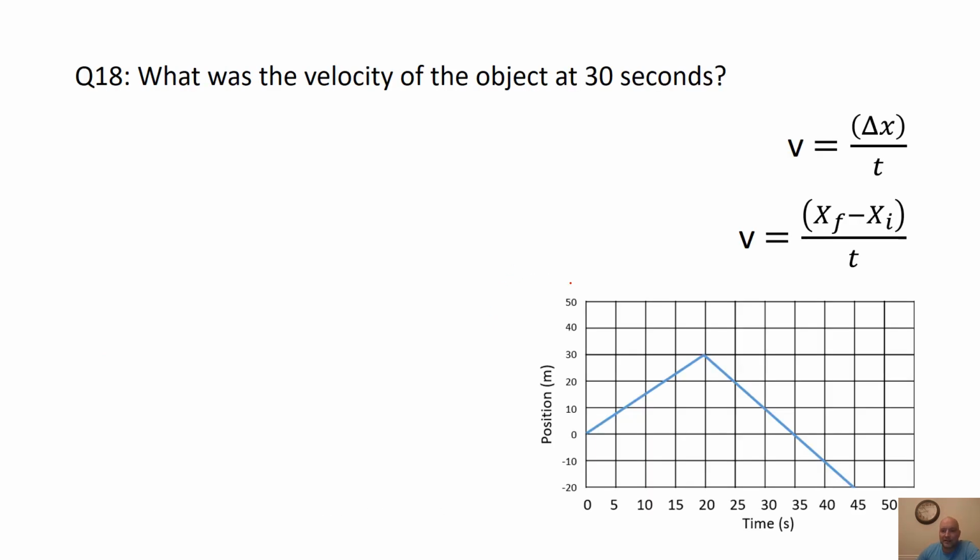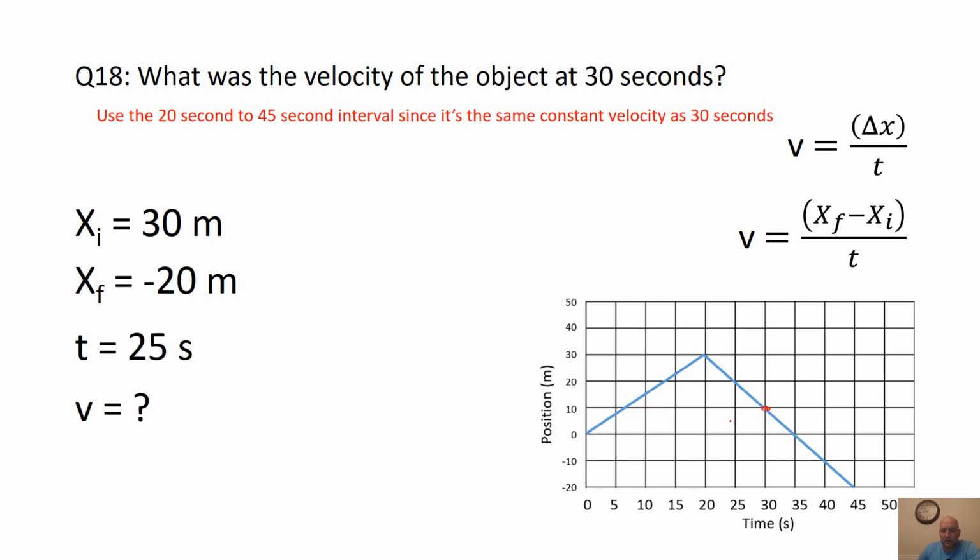Okay, what was the velocity of the object at 30 seconds? You're going to have to take the slope of the entire line. Once again, you can't take the slope of a point. And so you can just take information off the givens list or off the graph. You start off at 30 meters, you get to negative 20 meters. And the time it takes is right here, so 25 seconds. You go from 20 to 45, so 45 minus 20 is 25 seconds. So that gave us that given.